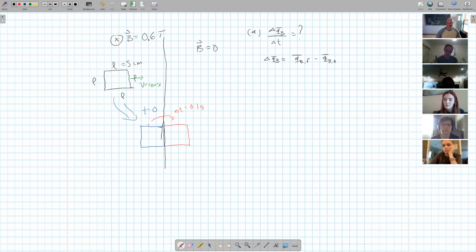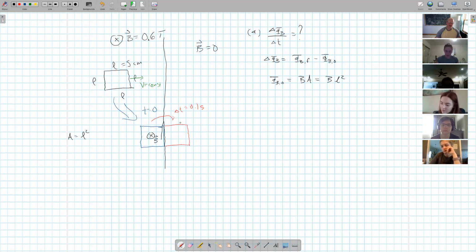In this case, initially there is flux through the coil because we have magnetic field going into the board, or into the page. We have this loop, which has an area of A, where A is simply equal to the length squared because this thing is a square. So initially it has a flux because magnetic field lines are penetrating the entire area. So the initial magnetic flux is simply equal to the magnetic field times the area, which is the magnetic field times the length squared.